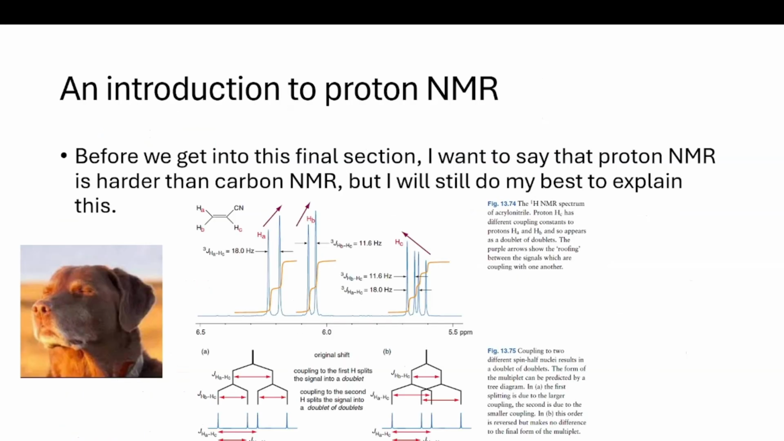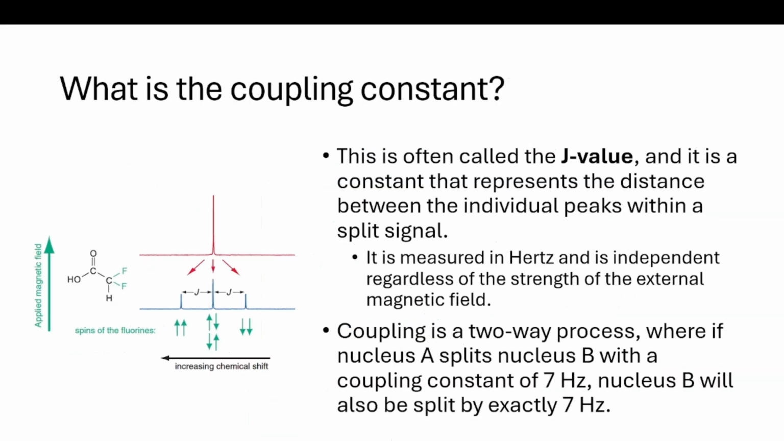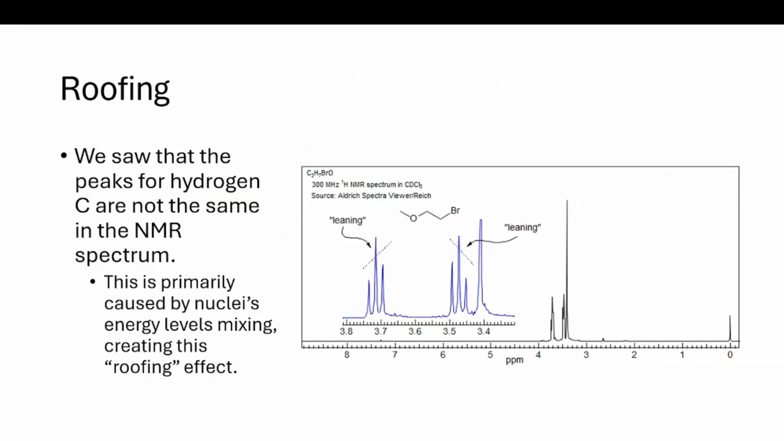Now, we're going to get into my least favorite section of this chapter, which is proton NMR. The reason I say that is because proton NMR is, of course, noticeably harder than carbon NMR. You're going to have a lot more to deal with, such as coupling constants, shifts, and also different environments. And you can actually see that in these specific spectra. We can see that some of these peaks don't follow what Pascal's triangle says, and we'll explain this in the next slide right here.